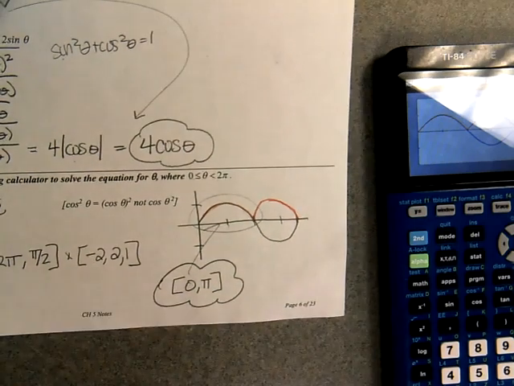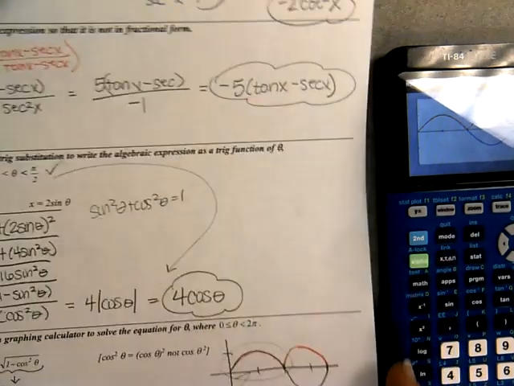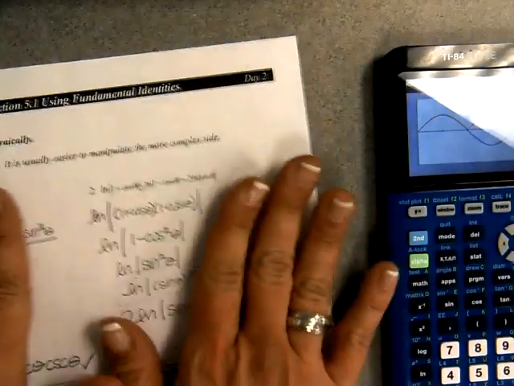And that's it. I wanted to get through that so that you could practice on the homework. And that's all this is about. It's just practice, practice, practice. The more problems that you do, the more clear these identities will be for you.